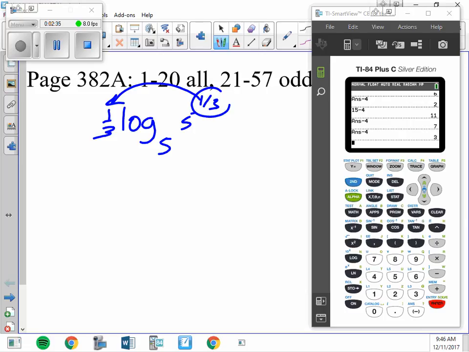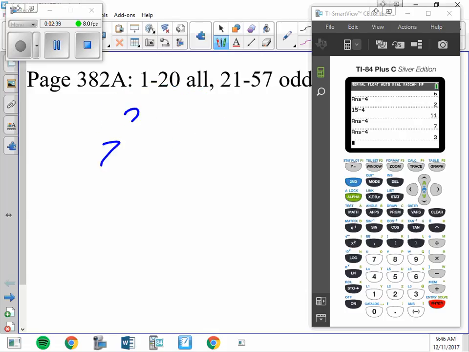So number 16, let's write it out. 7 raised to the 2 log base 7 of 5. What can I do here? I need to apply the power rule. The power rule says we can take the 2 out front and lift it up and make it 5 squared. And now this cancels that. And the answer is 25.